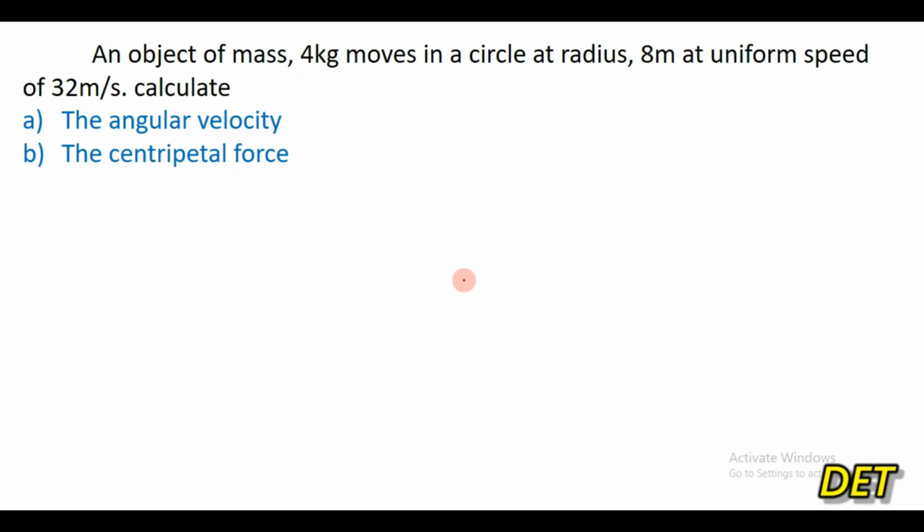So let's look at the first question that we have here. An object of mass 4 kg moves in a circle at radius 8 meters at uniform speed of 32 meters per second. Calculate A, the angular velocity, B, the centripetal force. So the first thing that we want to do here is to fish out the parameters that we were given. So let's put our solution here, right?